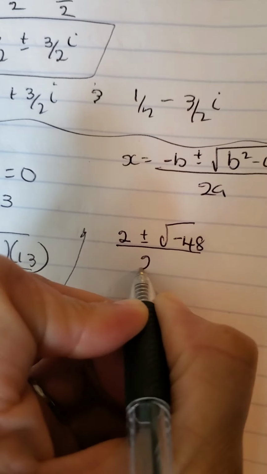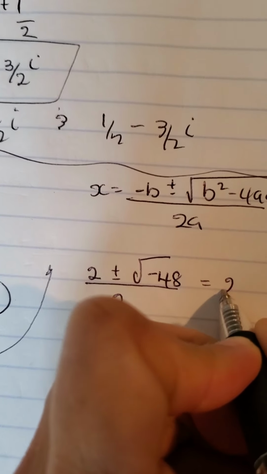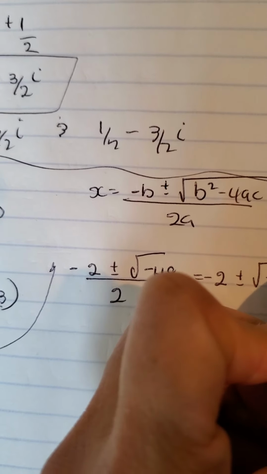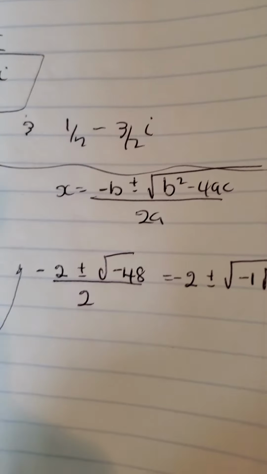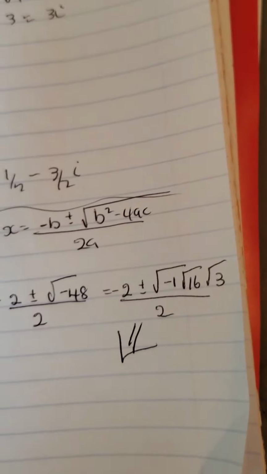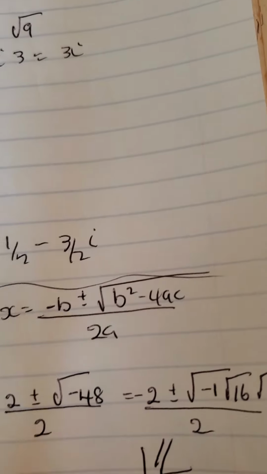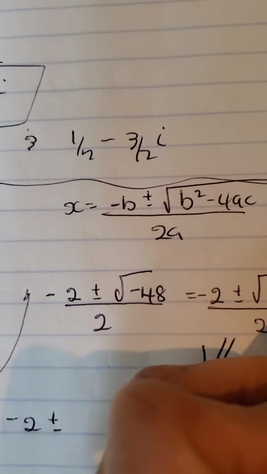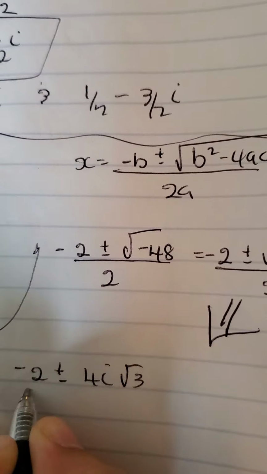All right. And here I can break up my negative 48 into 16 and 3. So this is negative 2 plus or minus the square root of negative 1 times the square root of 16 times the square root of 3, over 2. You see what I did there, right? Just breaking it down. If you have hindsight and can see a bigger step to the solution before the end, that's no problem. But just make sure you show work on an exam. So here we go. We have negative 2 plus and minus, this is actually 4i, right? 4i root 3 over 2.